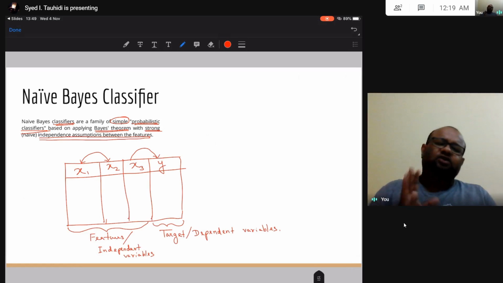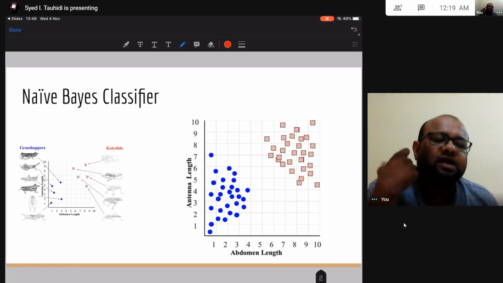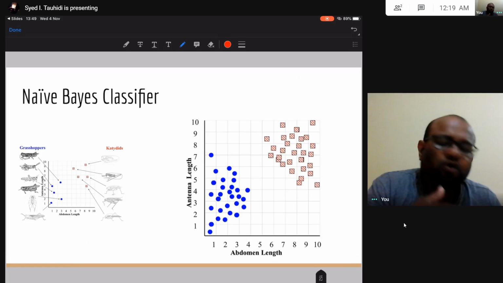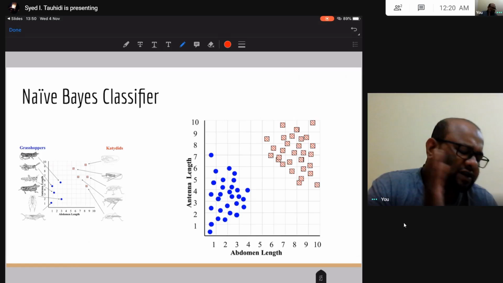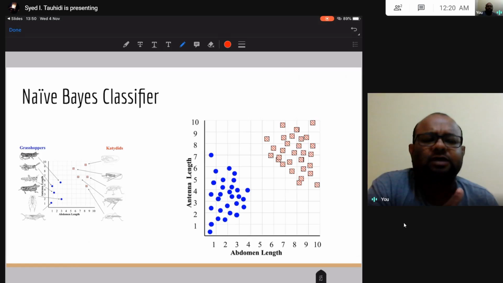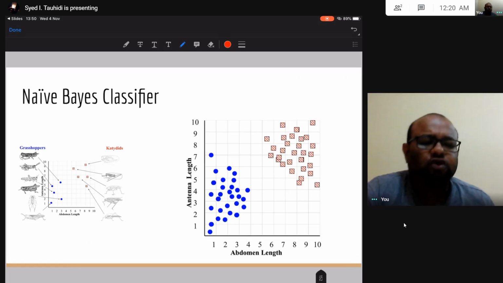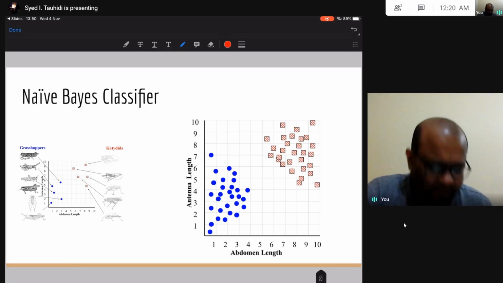Now let us talk a little bit about probability. So we said naive Bayes is going to be a probabilistic classifier. So let us talk about how probability can be used. Okay, we are not going to go too deep into mathematics right now. First, let us try to visually build an intuition of how probability might be used to do classification.